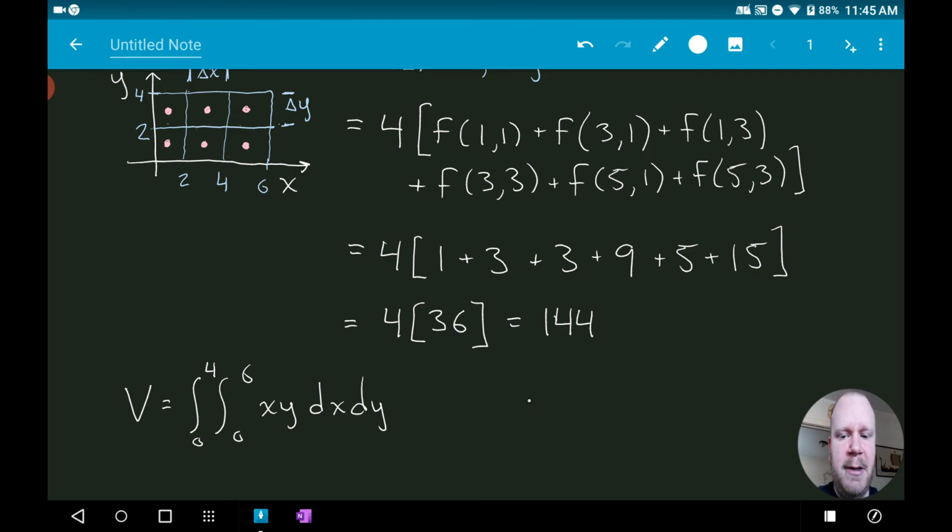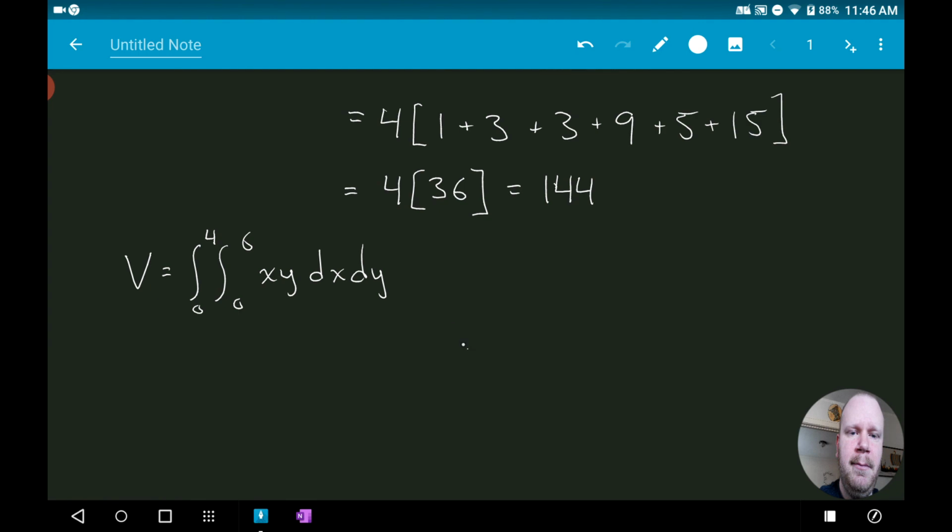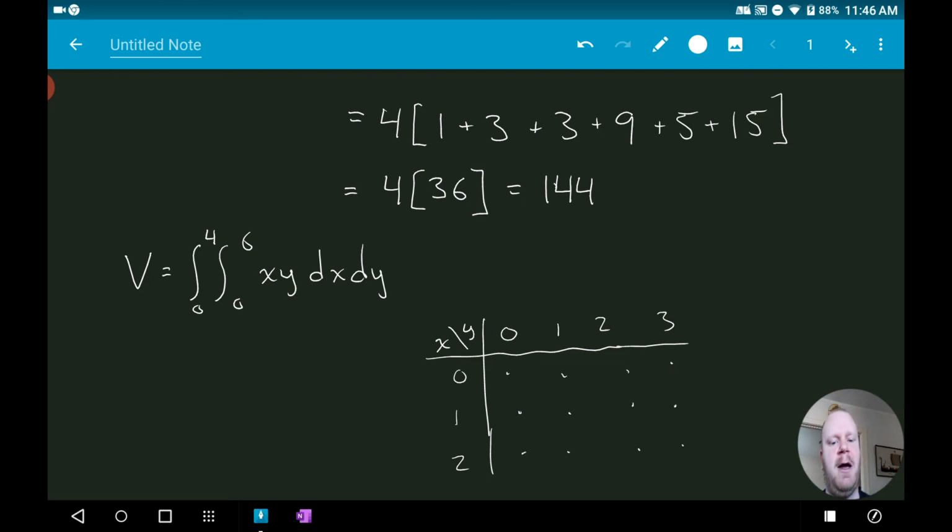There is a problem on WebAssign where you're trying to approximate the volume of a pool, and so you're given a table of depths. That has some values at 0, 1, 2, 3, 0, 1, 2. Maybe it looks like this. So the idea is you've got 1, 2, 3, 4, 5, 6, 7, 8, 9, 10, 11, 12 points in this example.